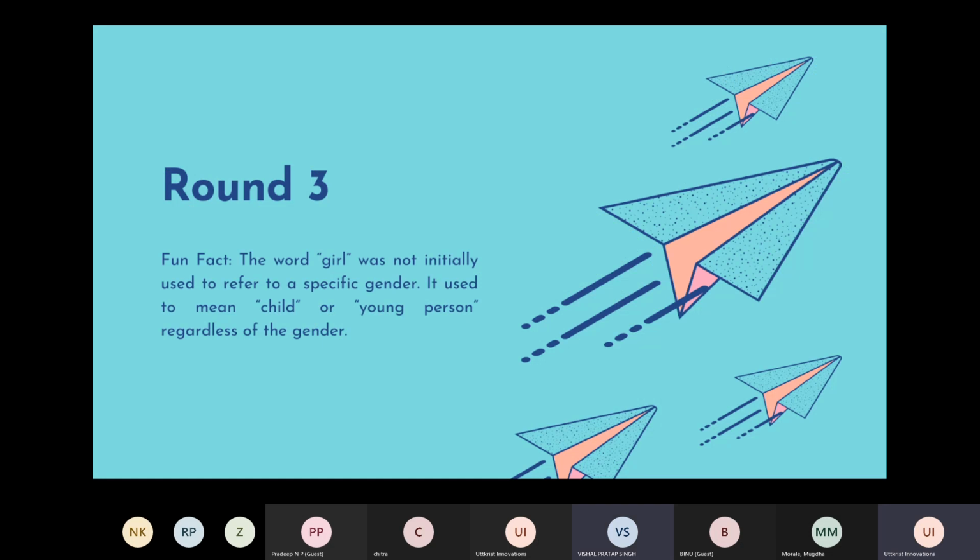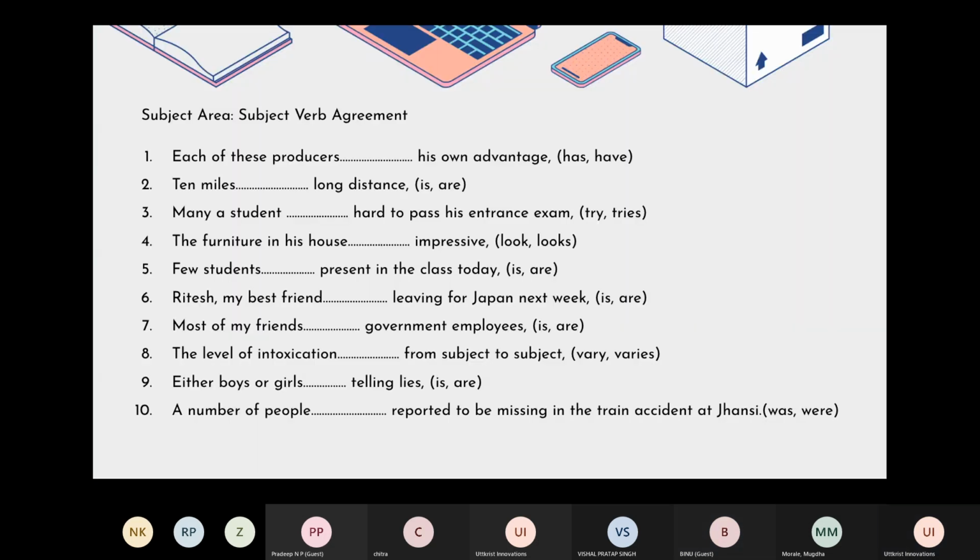So this is round 3. Wait for 2 minutes. Vinuman, can you read the fun fact for all of us? Yes, I can. Please read. The word girl was not initially used to refer to a specific gender. It used to mean child or young person, regardless of the gender. Thank you, Vinuman. So we'll go to the questions now.